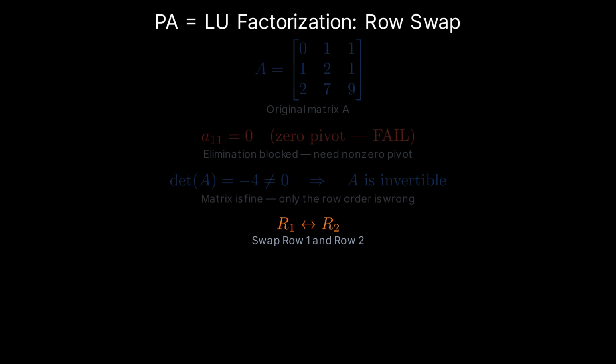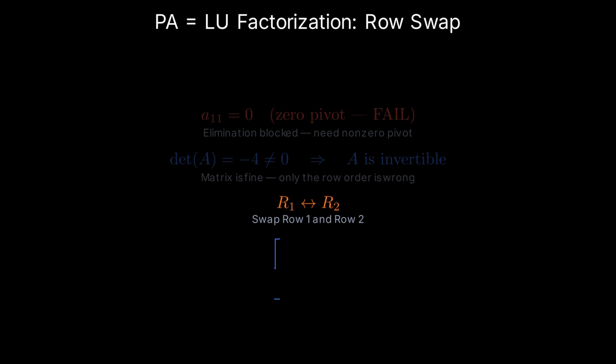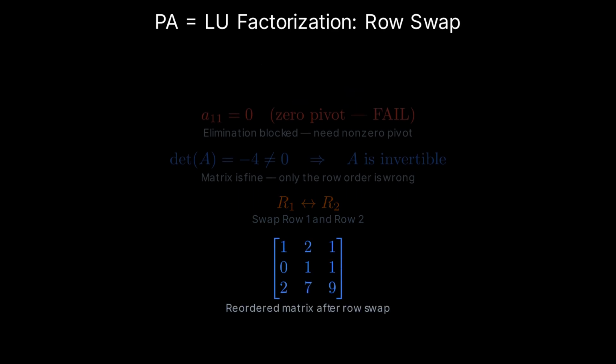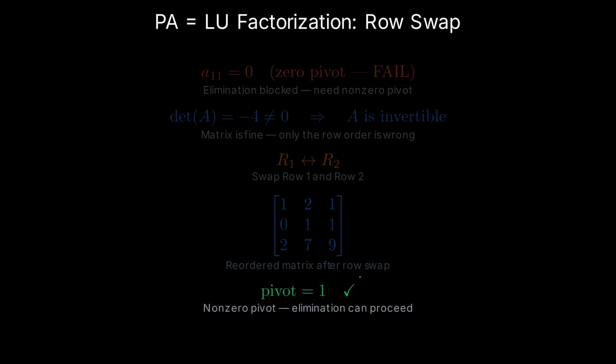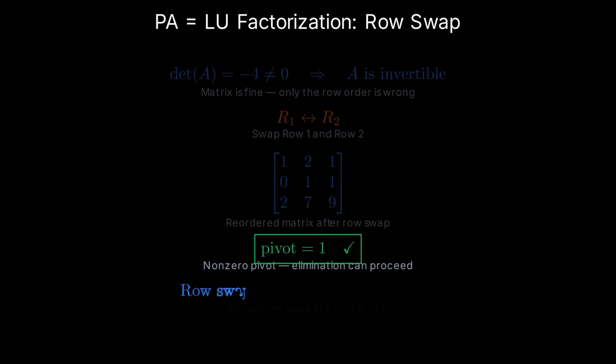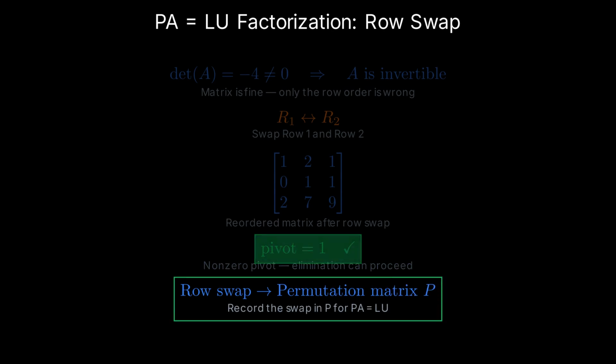The fix is simple. Swap row 1 with row 2. After the swap, our matrix becomes 1, 2, 1 in the first row, 0, 1, 1 in the second row, 2, 7, 9 in the third row. Now the first pivot is 1, which is non-zero, and elimination can continue, but we need to keep track of that row swap somewhere. That's exactly where the permutation matrix enters the picture.